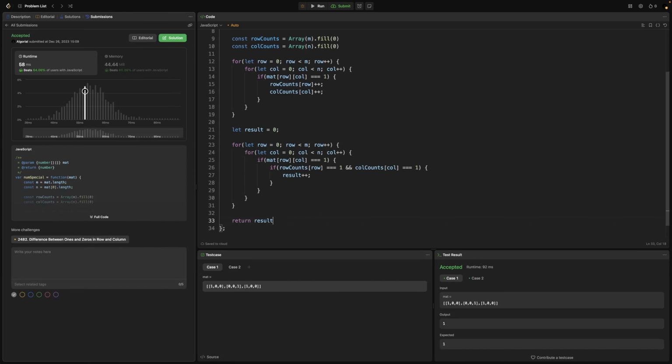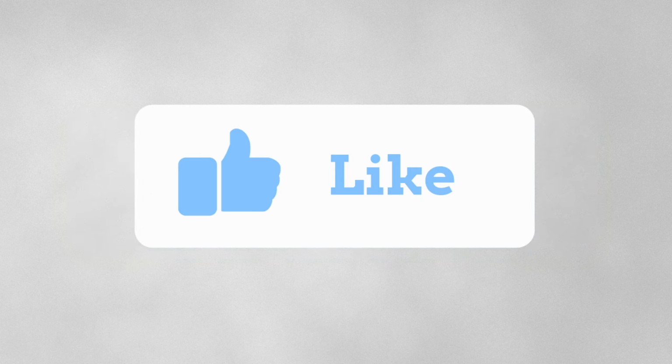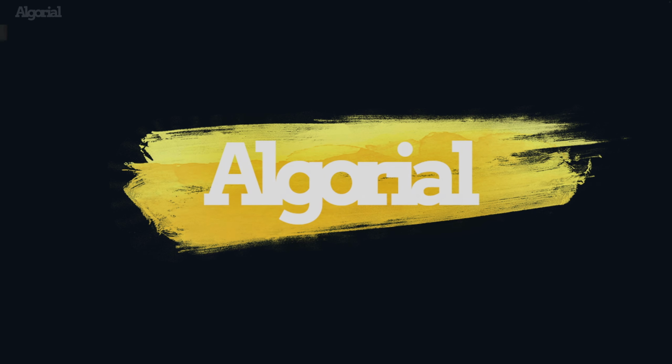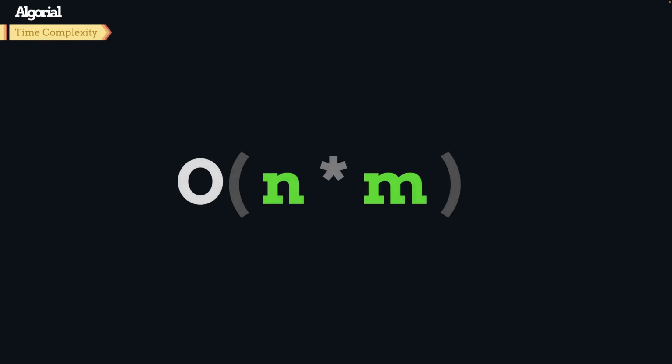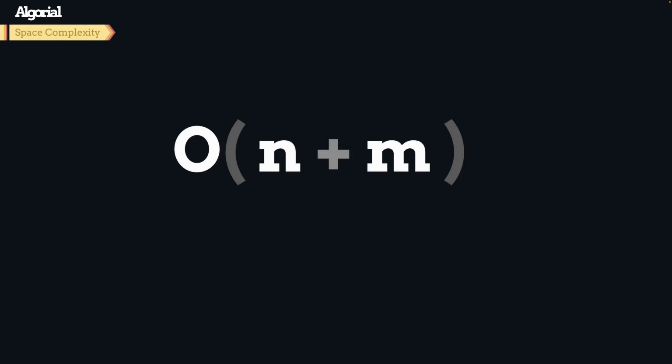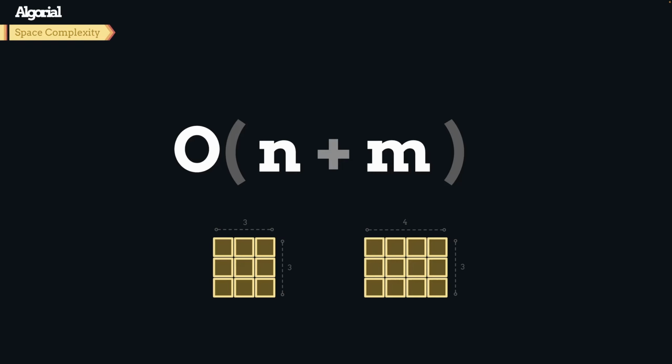Now let's jump into the slides for time and space complexity analysis. So the time complexity will be O of 2 times n by m because we will iterate over all cells in the matrix 2 times. But we will ignore the constant value of 2 since it does not make any difference in terms of time complexity. So it will be O of n times m eventually. And the space complexity will be O of n plus m because we store 2 frequency arrays which are the same length as the width or height of our matrix. And please note that a matrix could be 3 by 3 or 4 by 3, so the frequency arrays will have different lengths. That is why we sum them here.